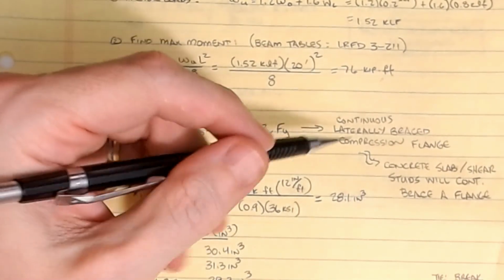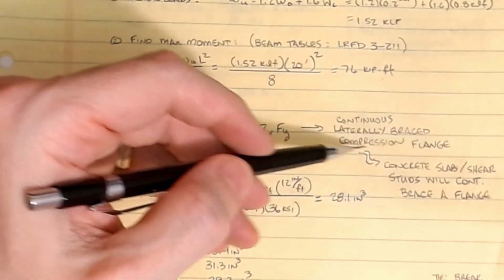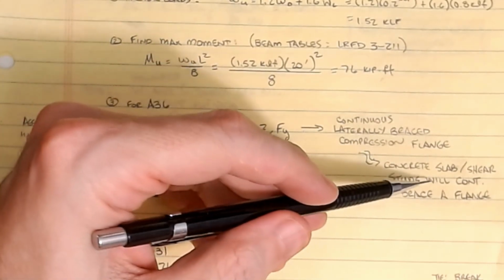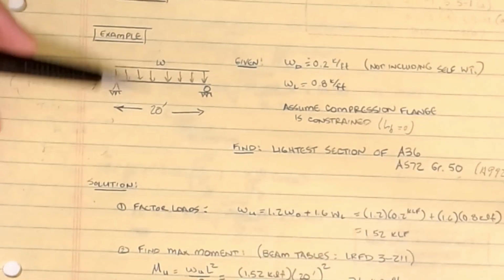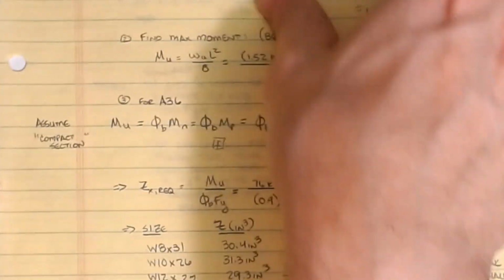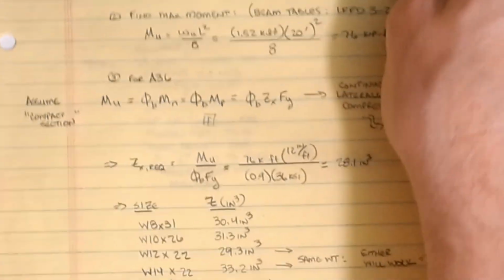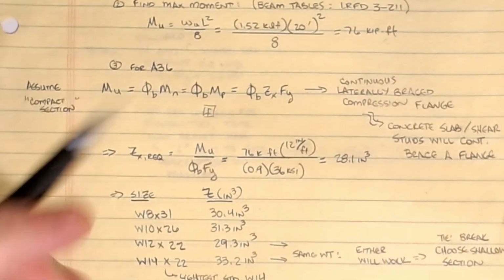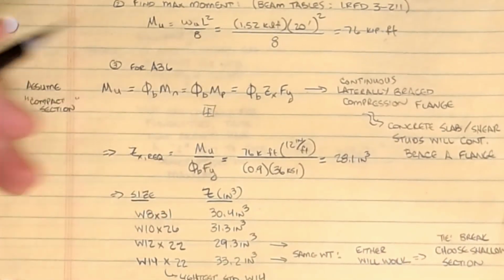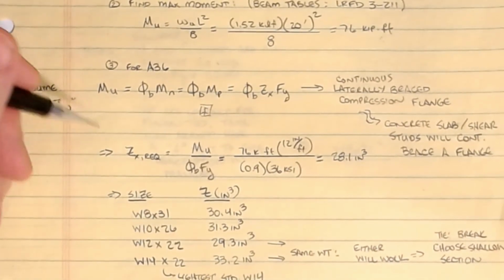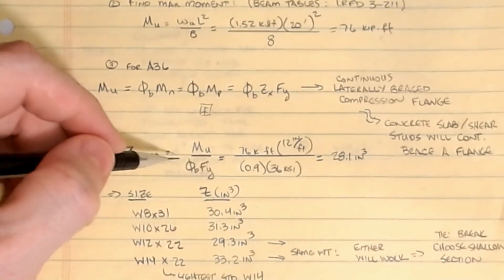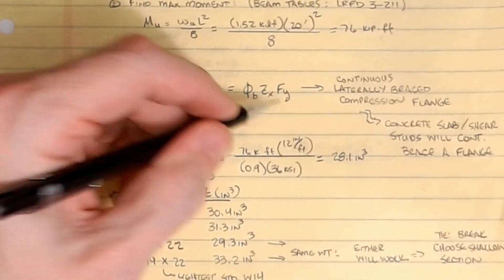Now again, we're assuming a continuously laterally braced compression flange, meaning that there is a concrete slab or shear studs that will keep that beam from wanting to roll out of the plane. Okay, it's only going to deflect in the vertical direction. It's not going to try to roll over and experience any of the other more complex, ugly scenarios that can happen. So all I'm going to do then is take this equation and rearrange it and come up with what is my Zx required. To do that, I'm going to solve this equation for Zx. It's going to be Mu over phi over Fy.